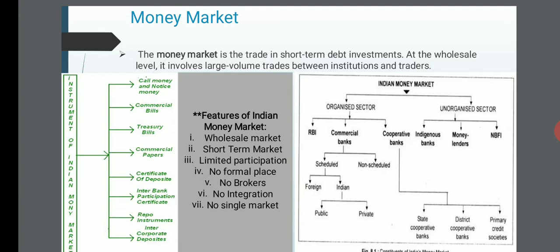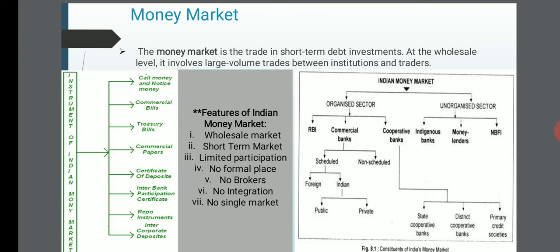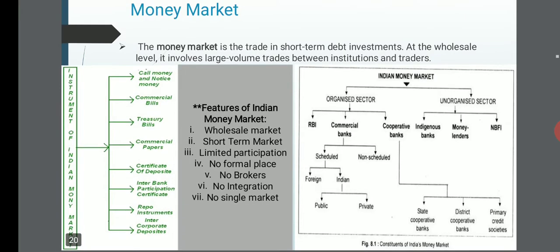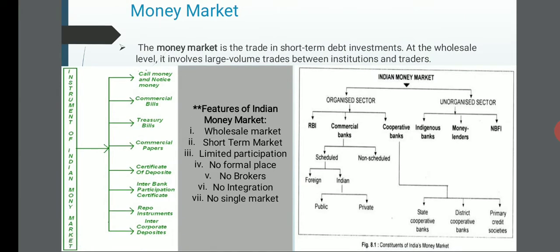Then instruments of Indian money market are call and notice money market. Call money market is any market above 14 days loan, but it is always short term and not more than 3 months. Notice money is less than 14 days. Commercial bills are bills of exchange accepted by commercial banks. Then treasury bills are T bills. They are government approved bills, government security, government guarantee backed bills.